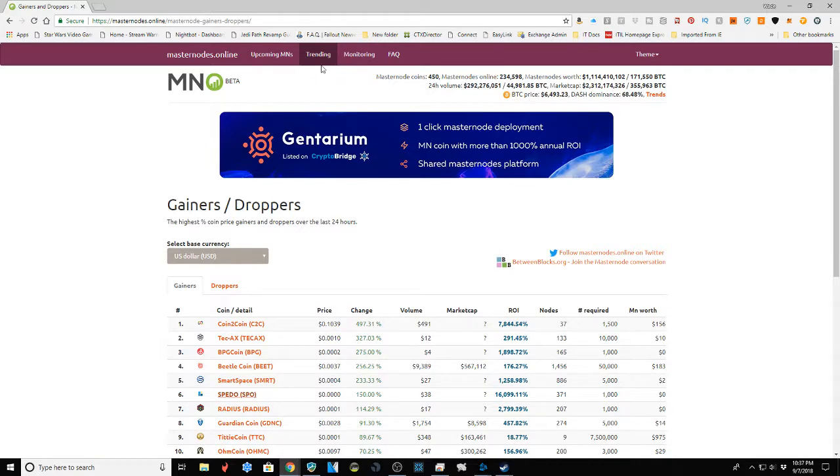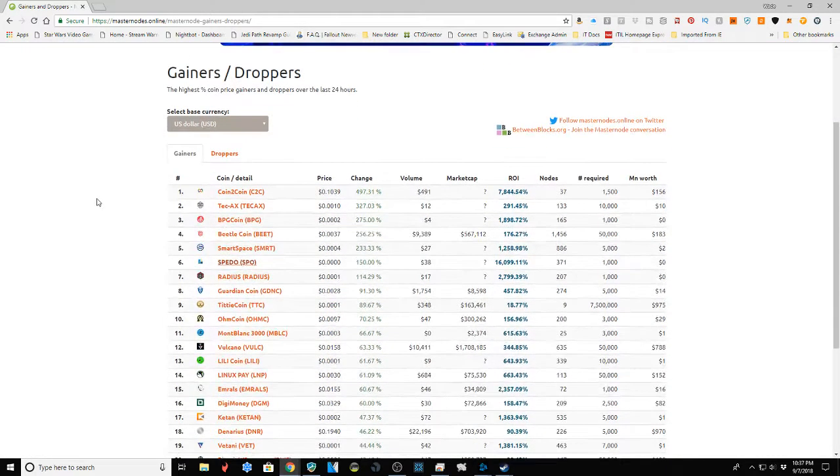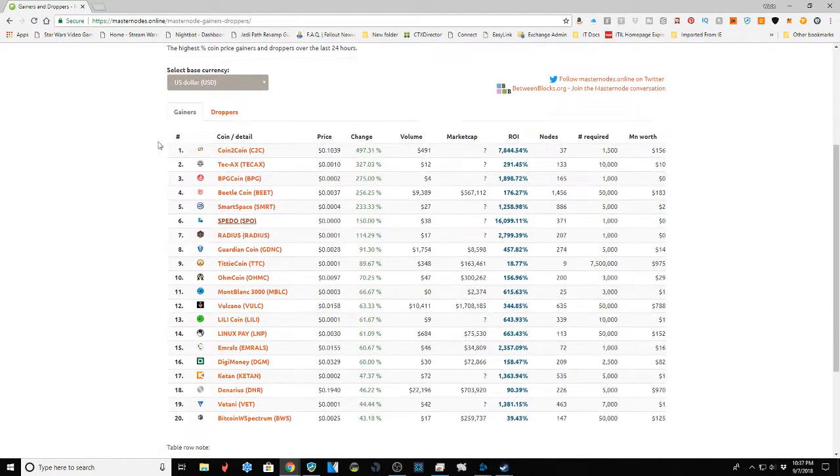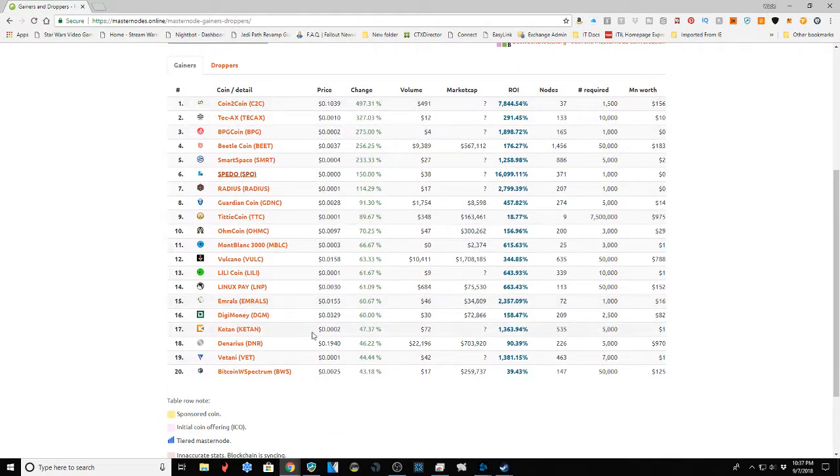Every day when I wake up, I go look at the trending page. The trending page has gainers and droppers. So the gainers are the coins that are on their way up. These are not necessarily the coins that are trending up and going extremely high, but these are the coins that are increasing in value. This is where I focus most of my attention in looking for new coins.